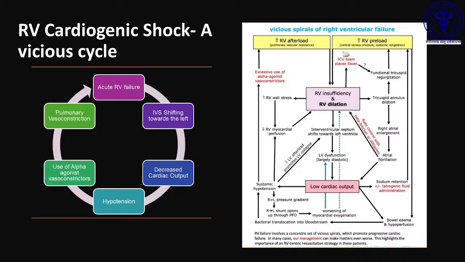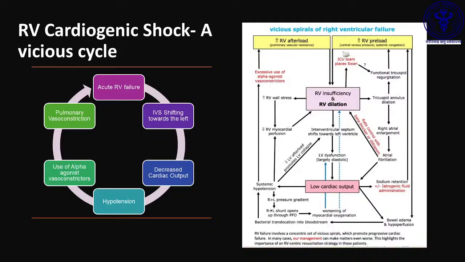Now for hypotension, like we normally do in our ED setup, we start the patient on noradrenaline, an alpha agonist medication, which will ultimately cause pulmonary vasoconstriction and then further worsen the RV failure.